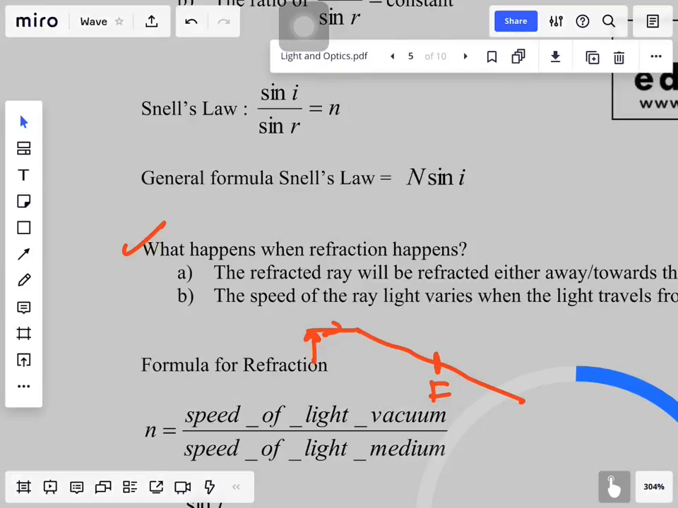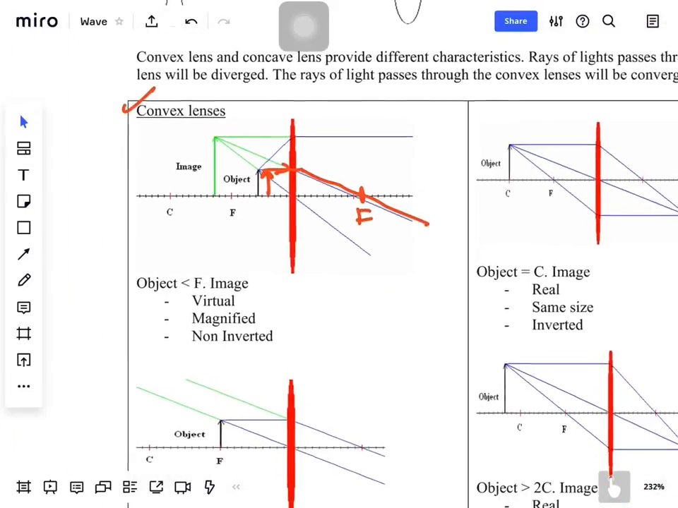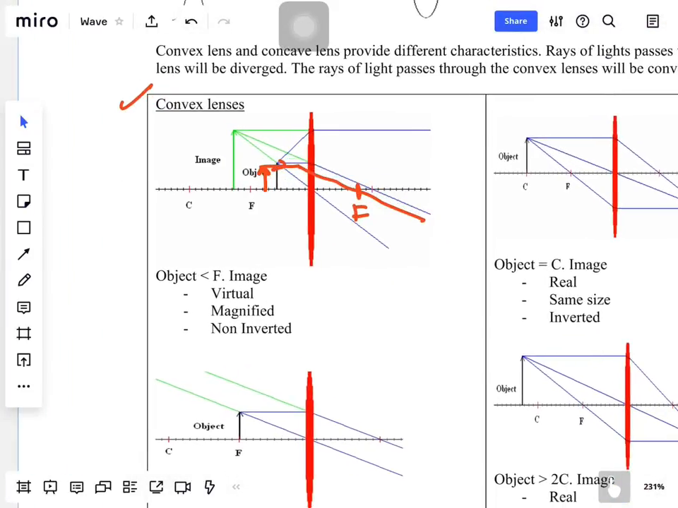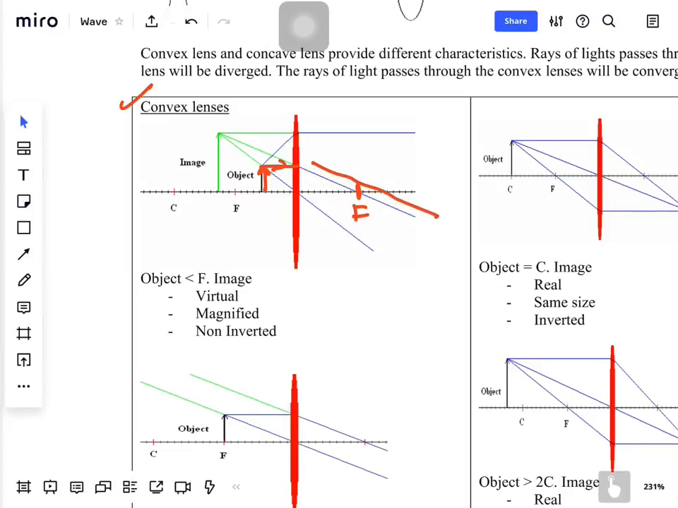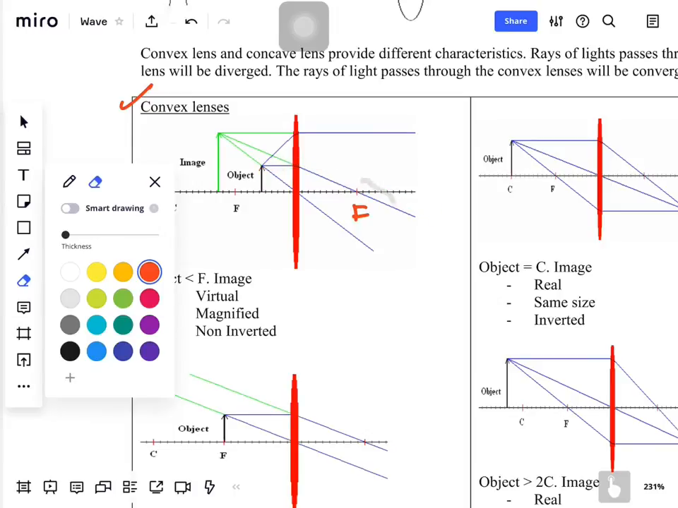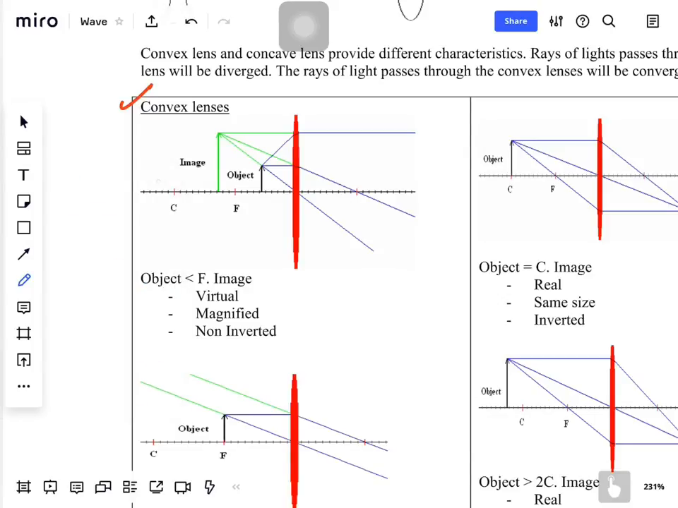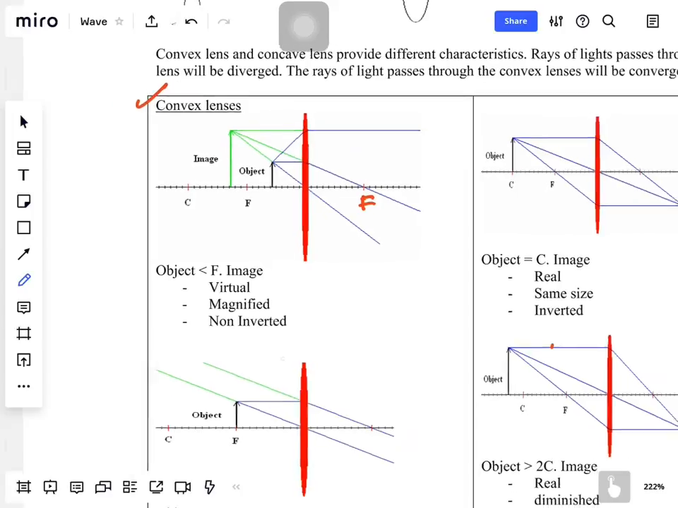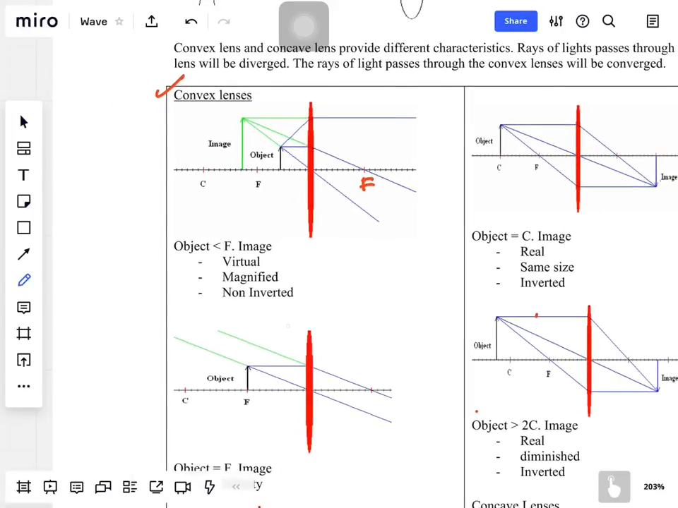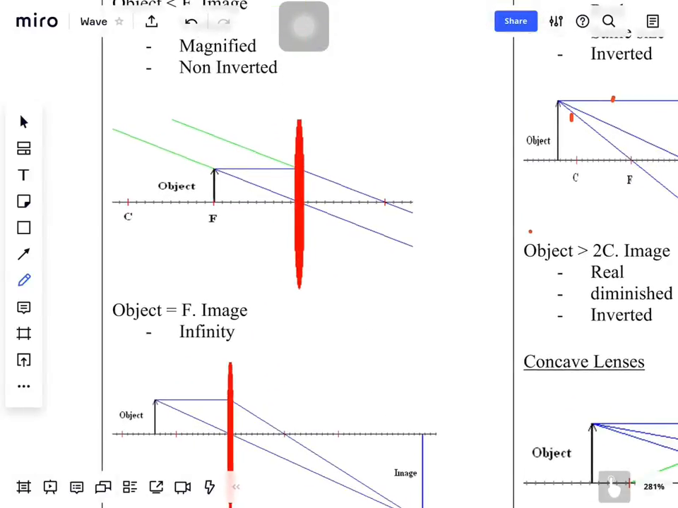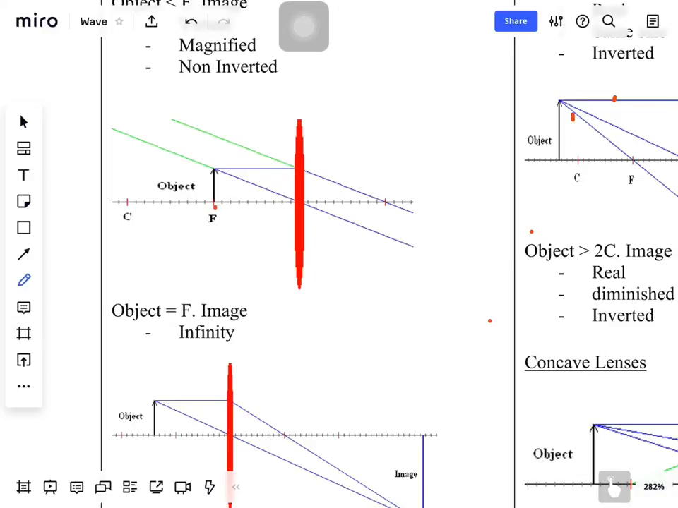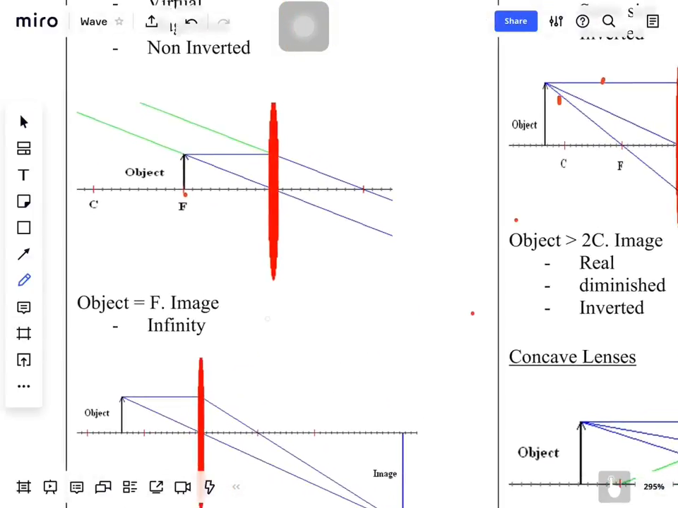So you can see from here, the light actually passes through. And when it passes through, it cuts through the point F, the focal point. If the object is before F, the focal point, then you expect the image to be a virtual image, magnified, as well as non-inverted. For the second one, if the object is placed on F, it's the same as a mirror: the image will always be at infinity.